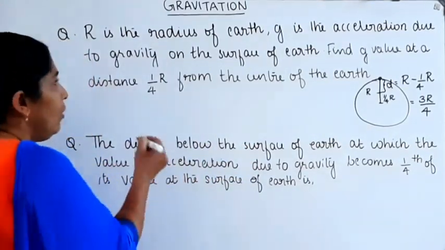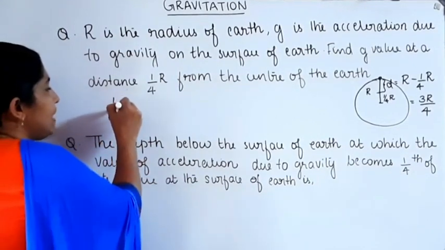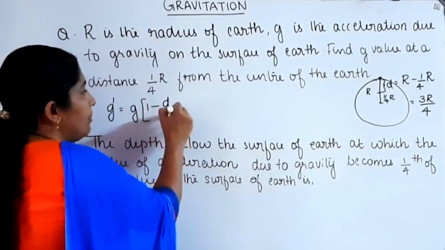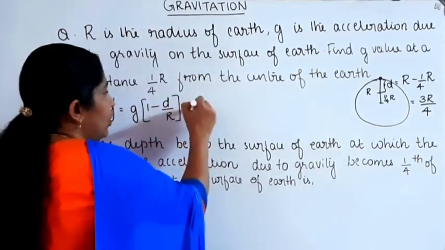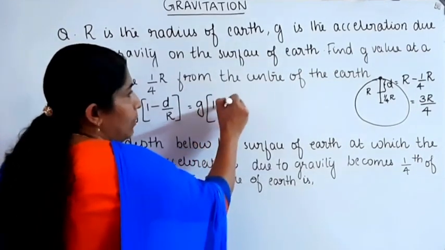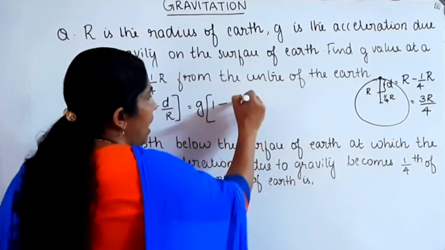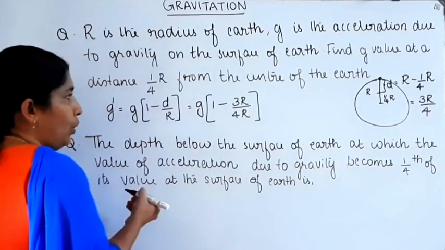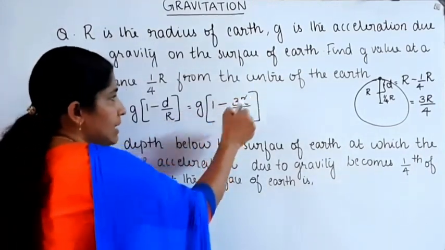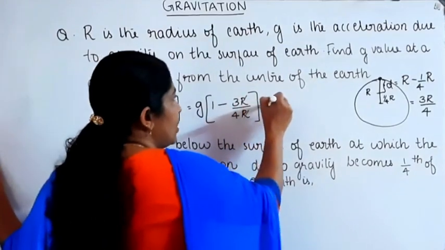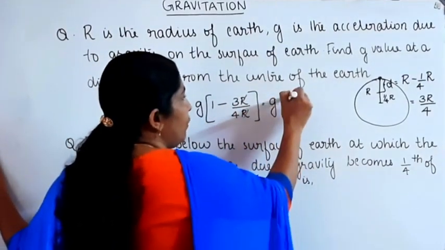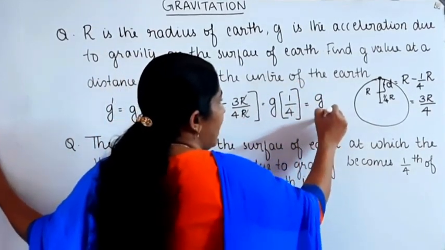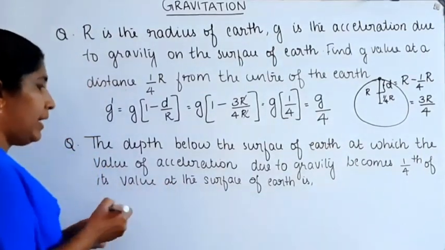Then what about the acceleration due to gravity? g dash is equal to g into (1 minus d divided by R). That's equal to g into (1 minus 3R divided by 4 divided by R). R gets cancelled. Then it becomes g into (1 minus 3 by 4), which is equal to 1 by 4. So g dash is equal to g divided by 4.